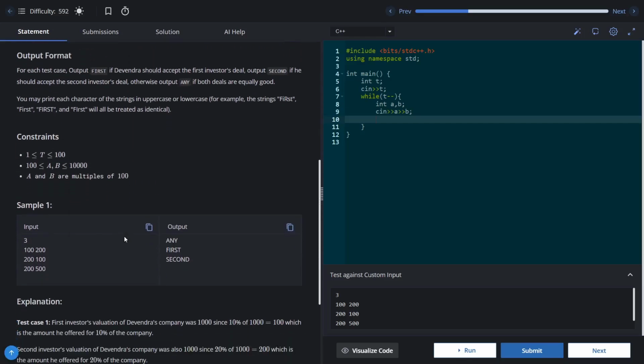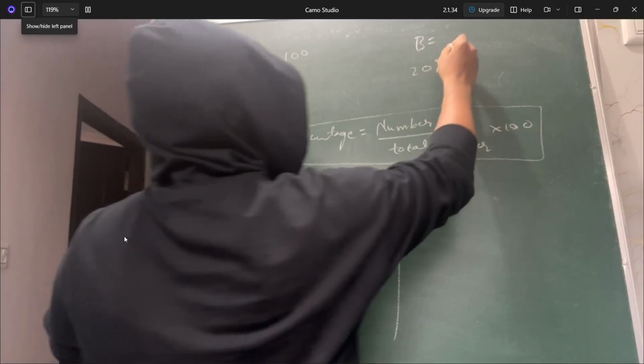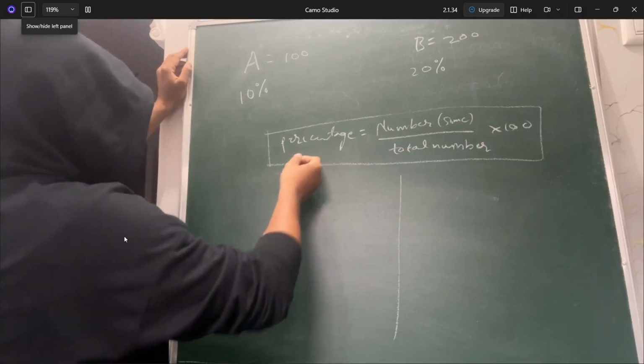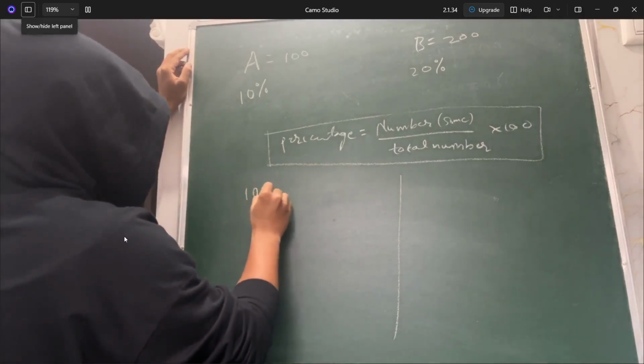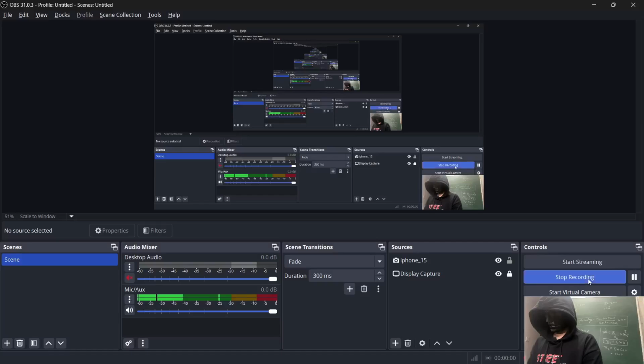First test case is 100 to 100. Investor A is given $100, investor B is given $200. So again we'll use the same formula, which is here 10 is equals to... first try to again simplify this formula.